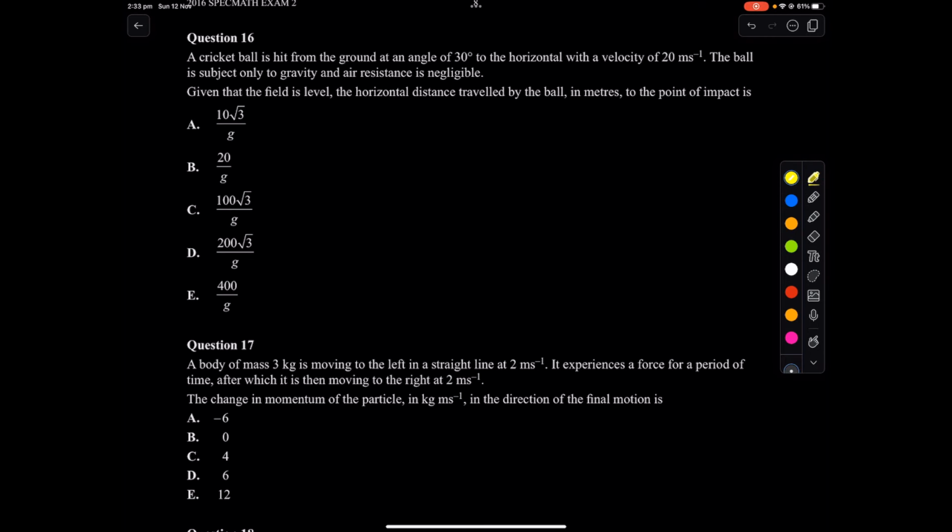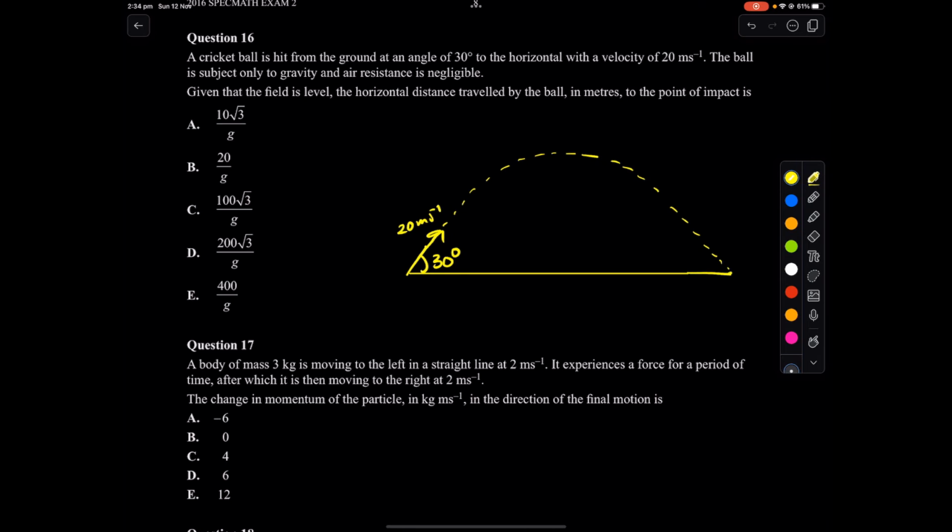This is called projectile motion. Let's think about it. We have a horizontal floor over here, and imagine hitting a ball at 30 degrees, and we know that it's been hit at a velocity of 20 meters per second. So the ball is going to go up, and it's going to hit a point somewhere around here. And we want to calculate this horizontal distance over here.